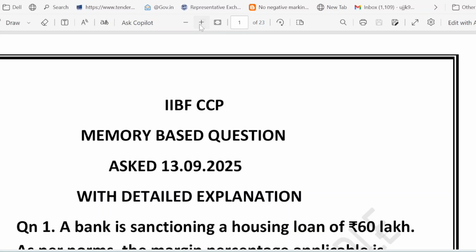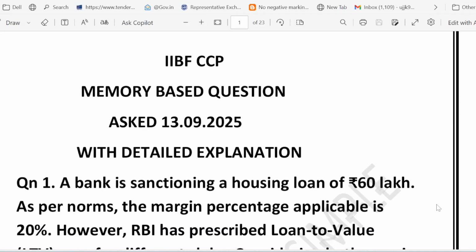Today we are going to discuss IIBF CCP memory-based questions which were asked in the 13th September examination. This will help you see the kinds of questions you can expect in the next examination. Obviously the questions will not repeat, but the concepts will repeat. So whatever concept you learn from these questions will surely help you in the upcoming examination. Let's get started with our first question.